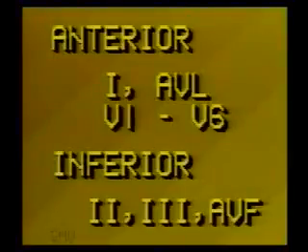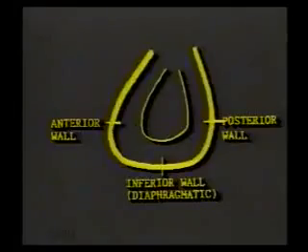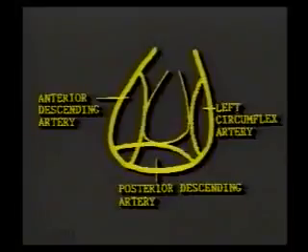To understand this concept better, let us view the heart from the lateral side. These are the anterior, inferior and true posterior walls. The anterior wall is supplied by anterior descending branch of the left coronary artery. Posterior wall is supplied by the left circumflex branch of the left coronary artery. And the inferior wall is supplied by the posterior descending branch of the right coronary artery.